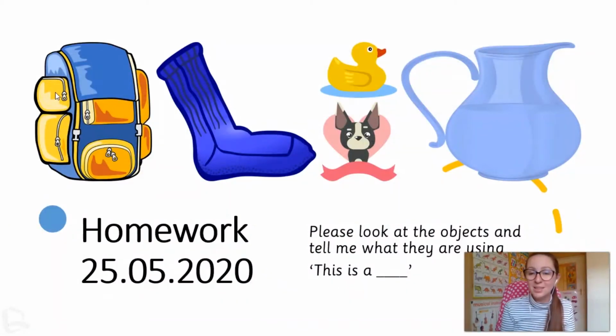Here is another simple design. I featured some of the objects that they had learnt about in the lesson, and I said, please look at the objects and tell me what they are using, this is a. So when they do their homework, they will do that, and then by the time they get to the lesson, they should be fluent in using the full sentence and identifying bag, sock, duck, dog, jug. And there we go. All this was made on PowerPoint, and you can find the templates on the Padlet.